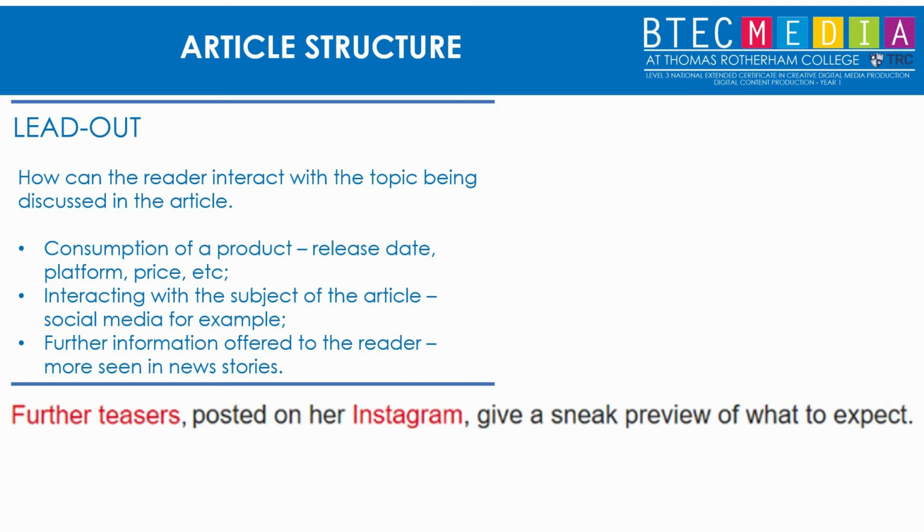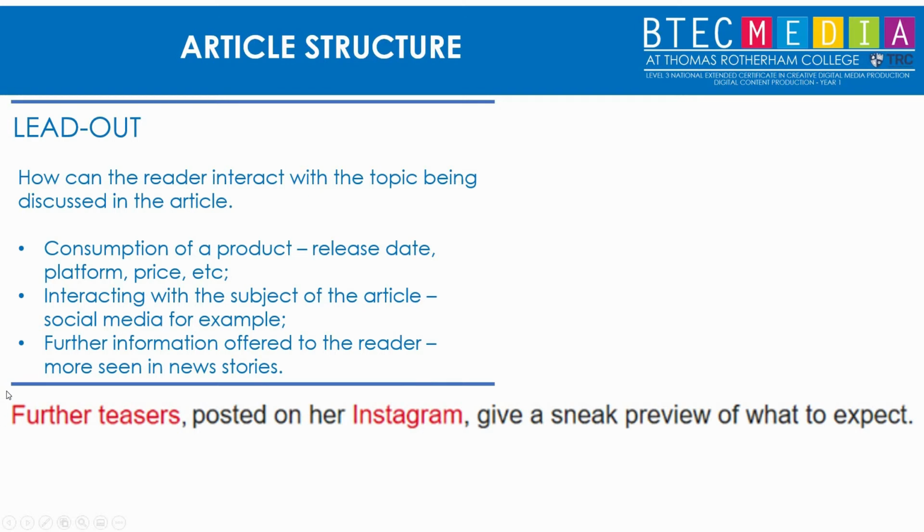If it's about a certain person, it might inform you about how you can interact with this person. So for example, follow them on Instagram at whatever their Instagram name is, or other social media platforms, Twitter for example. It could even be something along the lines of further information. If you're reading an article on, I don't know, COVID, it might end with something like, for more information, you can visit the NHS website, and give you a link there. So it's how can the reader interact with the topic that's being discussed.